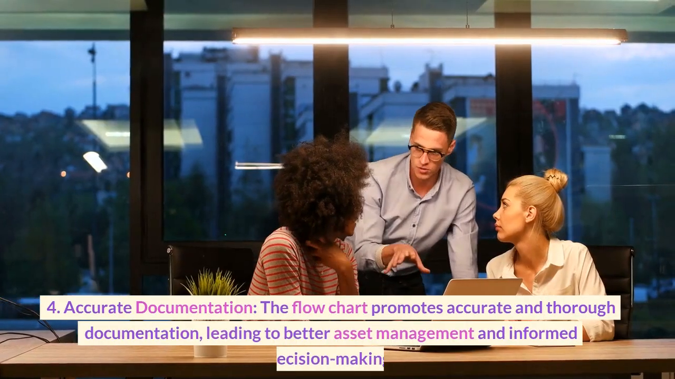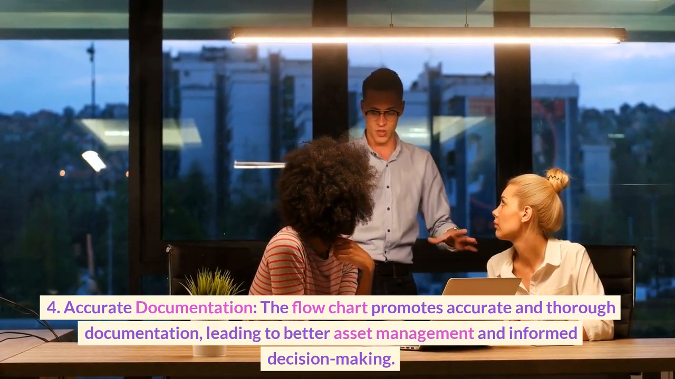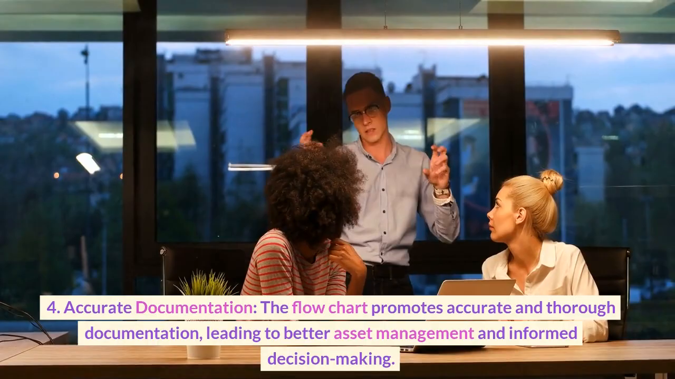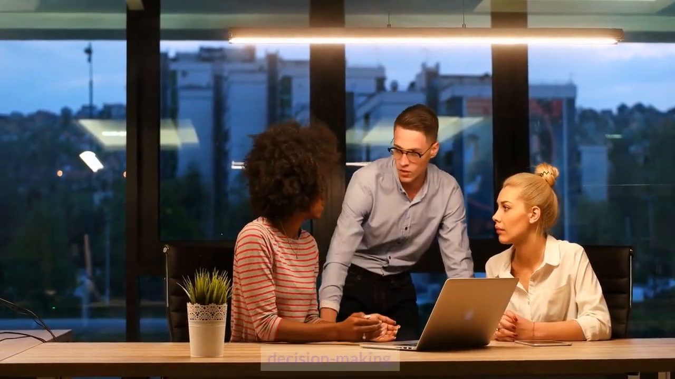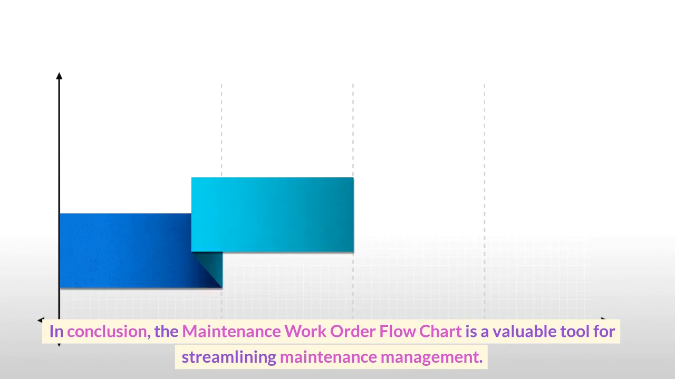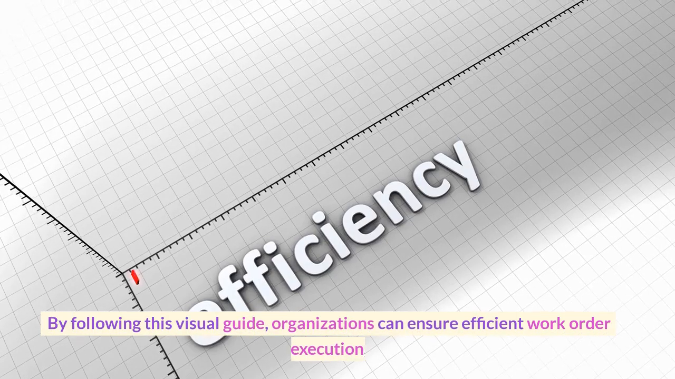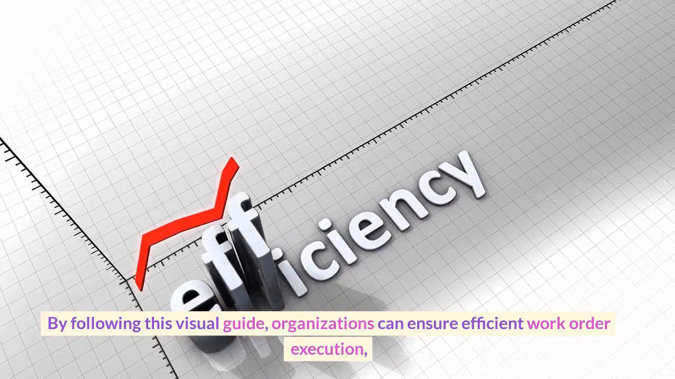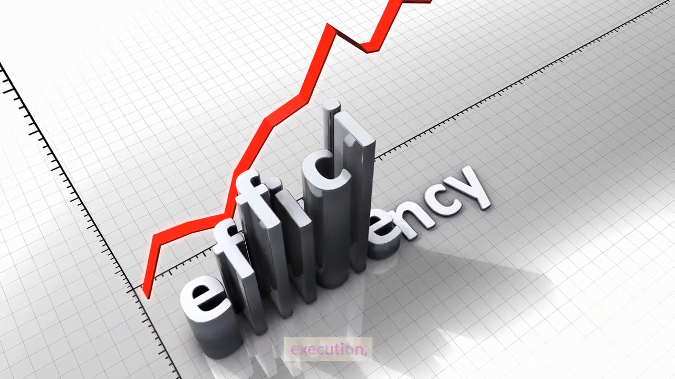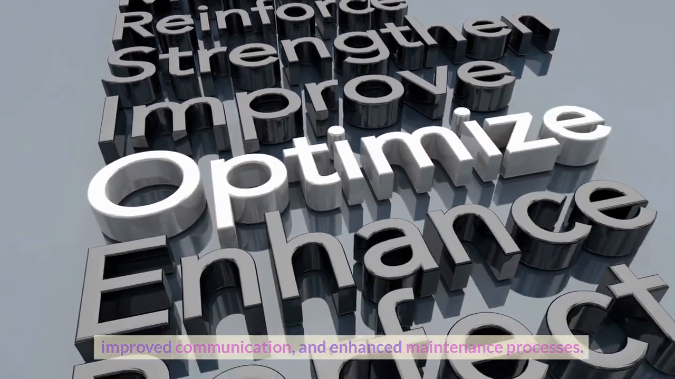4. Accurate documentation. The flowchart promotes accurate and thorough documentation, leading to better asset management and informed decision-making. In conclusion, the maintenance work order flowchart is a valuable tool for streamlining maintenance management. By following this visual guide, organizations can ensure efficient work order execution, improved communication, and enhanced maintenance processes.